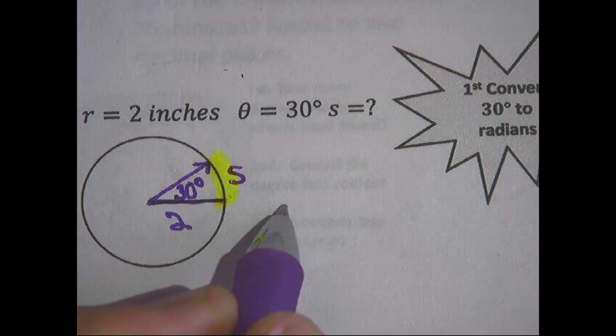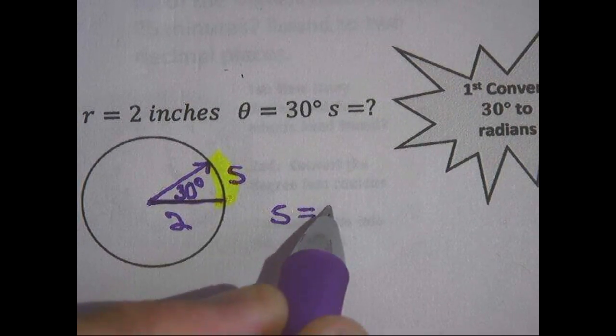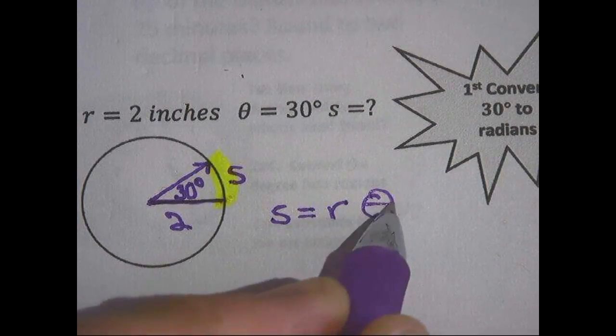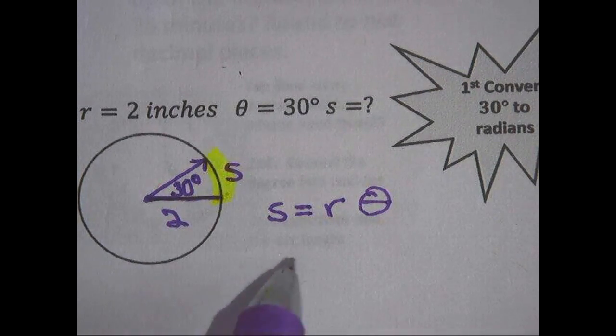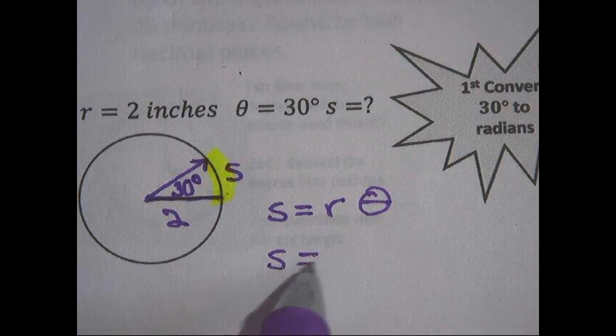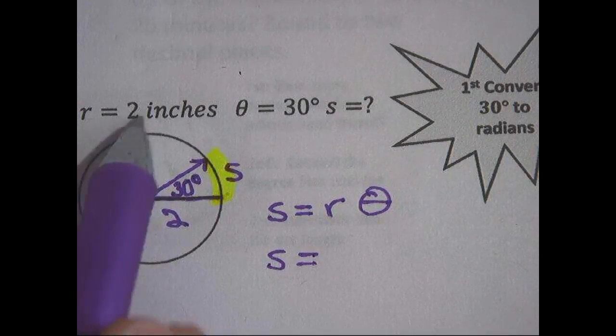Okay, so I take my formula. S equals R theta. S equals, R is 2.